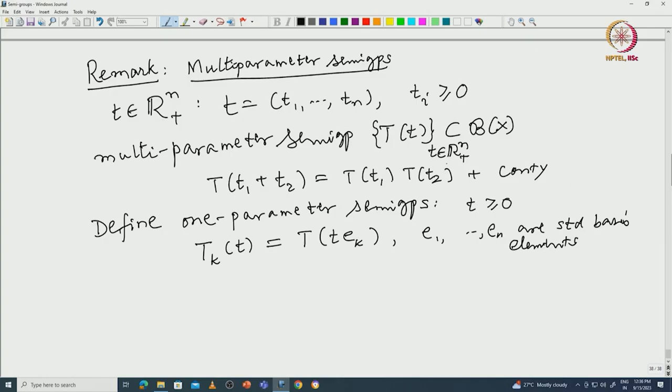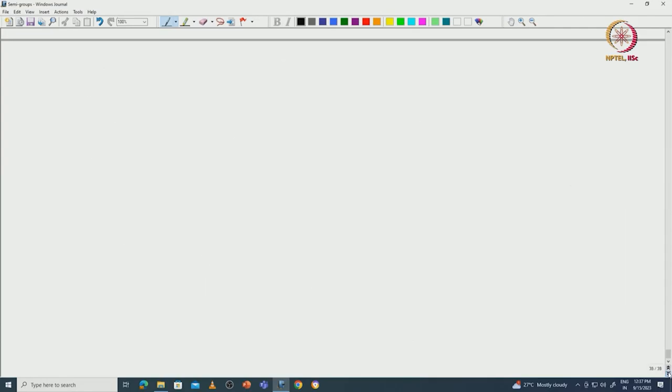So we get, for 1 less than or equal to k less than or equal to n, n one parameter semigroups, and corresponding to each k we have generators A1, A2, ..., An. Okay, so it's like going from one variable calculus to multivariable calculus. If we take, for example, the translation semigroups, then we get all the partial derivatives. That is why you will not see much discussion on multi-parameter semigroups.